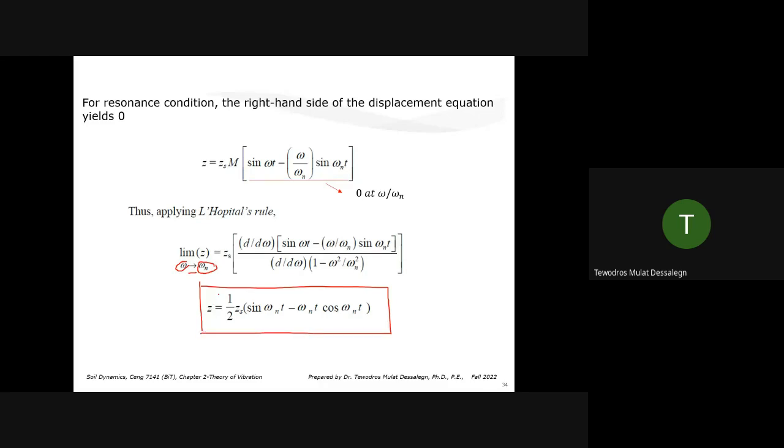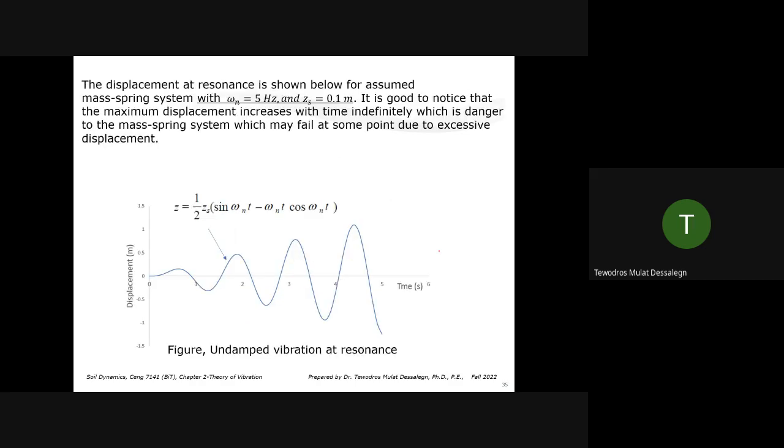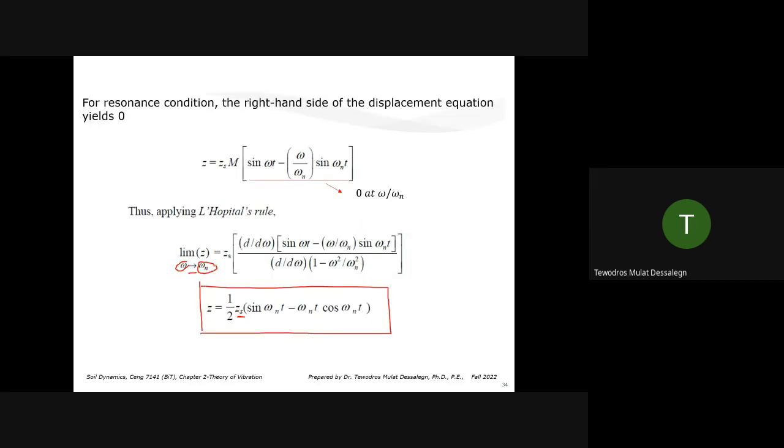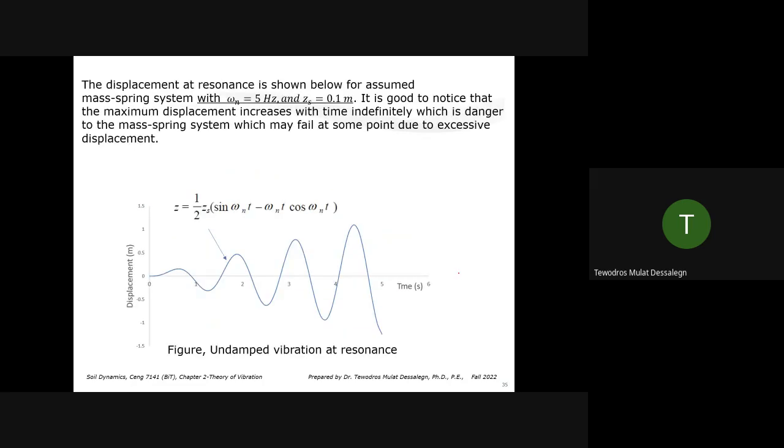The displacement would be given by half of Zs, where Zs is the static displacement, times sine omega n t plus cos omega n t. So now omega n is when W is approaching Wn. Look at what is happening. If you plot that equation, this is what you find. If you plot displacement with time, this is what happens.